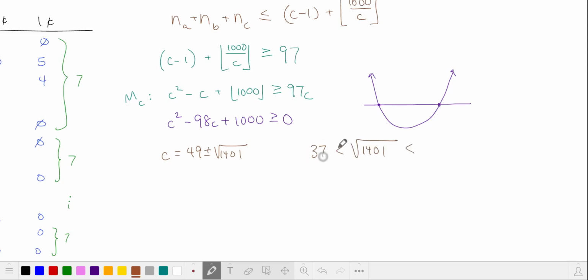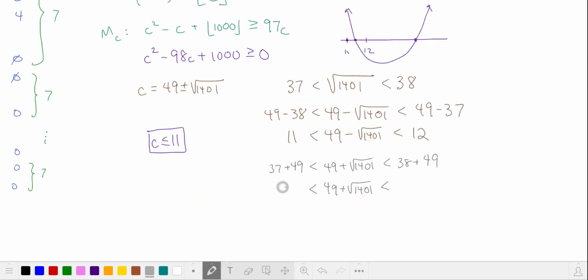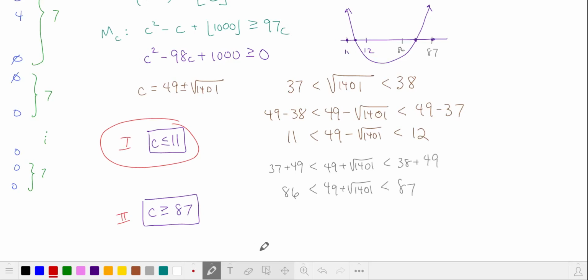This square root is between 37 and 38. So our smaller root is between 11 and 12. Since C is an integer, we're going to look for values of C that are less than or equal to 11. Our larger root is between 86 and 87. And since C is an integer, we're going to start looking at 87. Let's start first with case 1, C is less than or equal to 11.